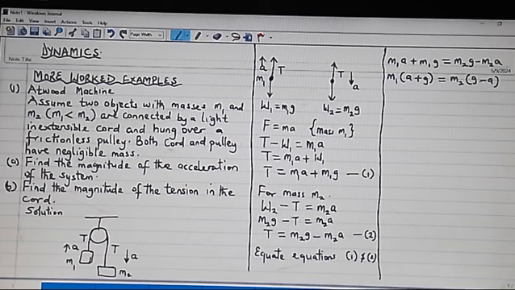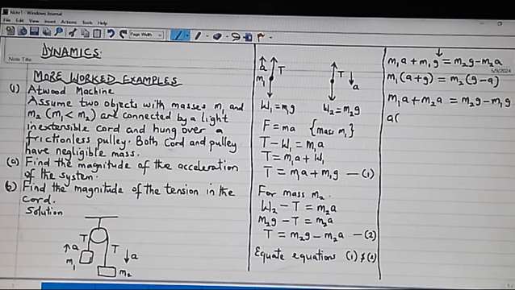But then we are looking for the acceleration. So we have to bring the masses, as in all terms that have acceleration, to one point. So if we rewrite this equation, we can say M1A plus M2A is equal to M2G minus M1G, since we are looking for A, acceleration.